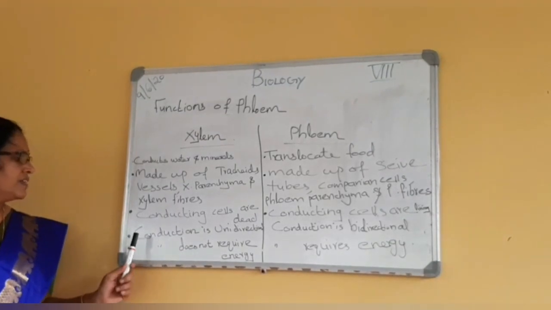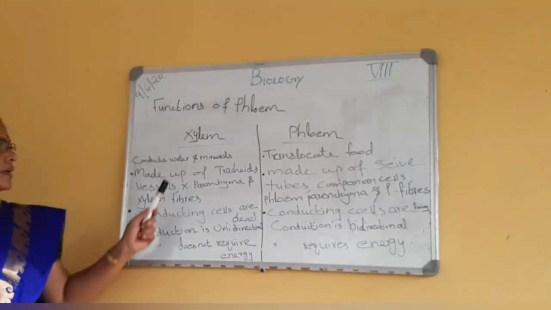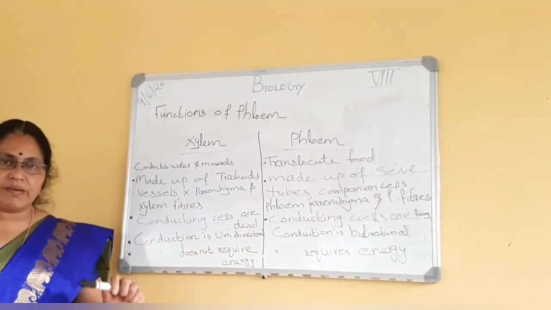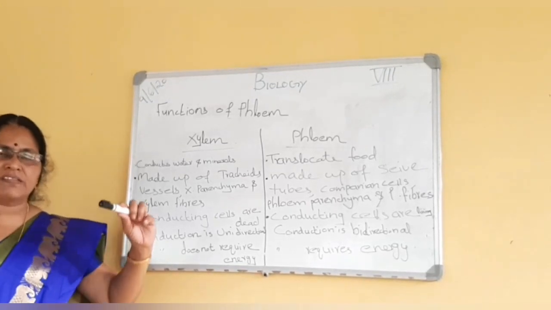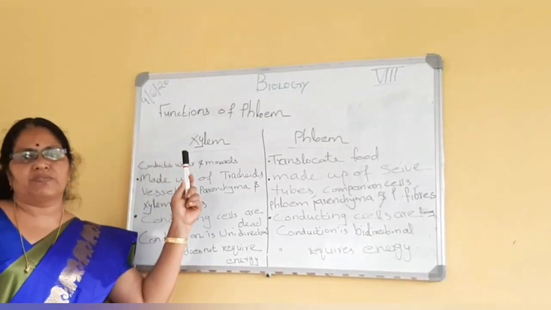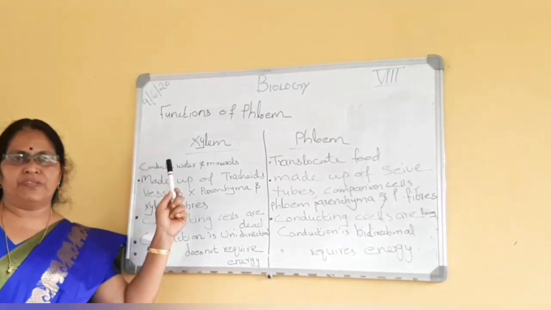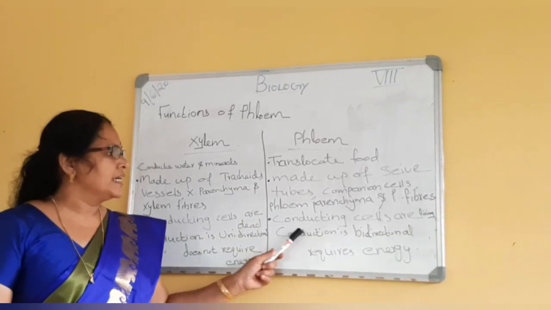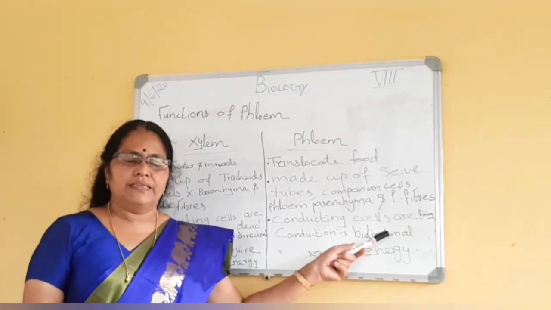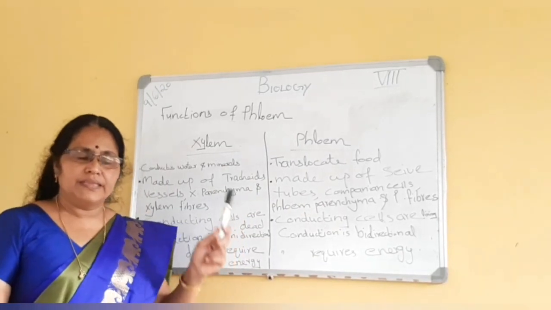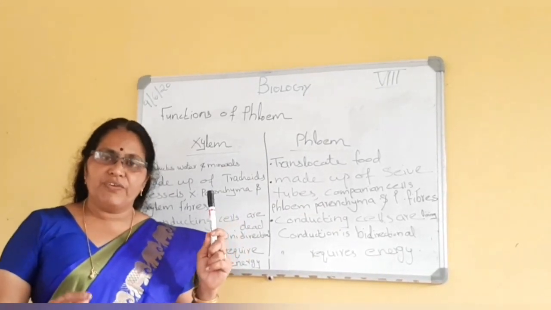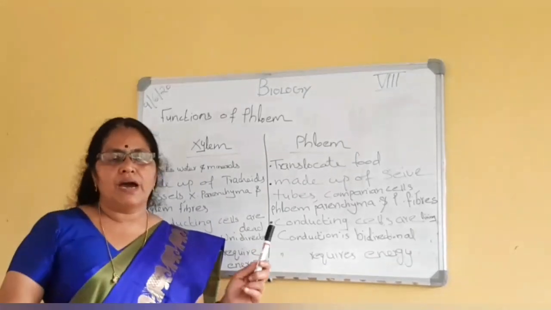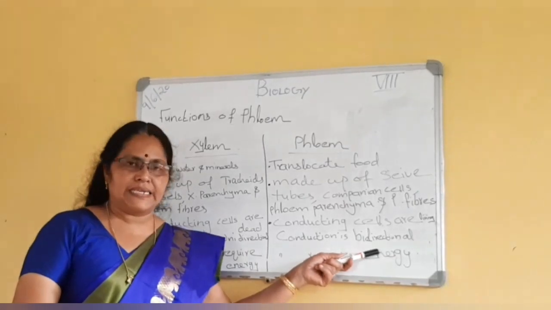Then the next difference is that the conduction that takes place in xylem is unidirectional. That means roots absorb water from the soil. That water is transported to upper parts of the plant. So it goes only upwards. That is unidirectional. But in phloem, the conduction is bidirectional. That means the leaves prepare the food. That prepared food is transported to various parts of the plant. That may be downward or sidewards or maybe upwards. So it is bidirectional.